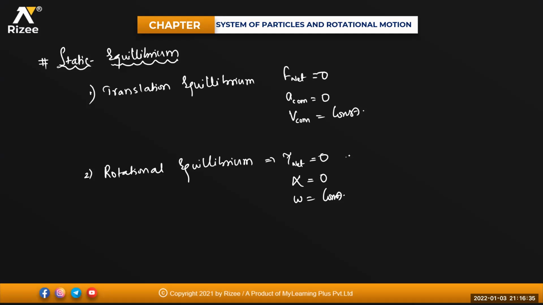When net torque is zero, it means torque along the clockwise direction must be equal to torque along the anti-clockwise direction. Torque along clockwise is equal to torque along anti-clockwise. Clear, beta?